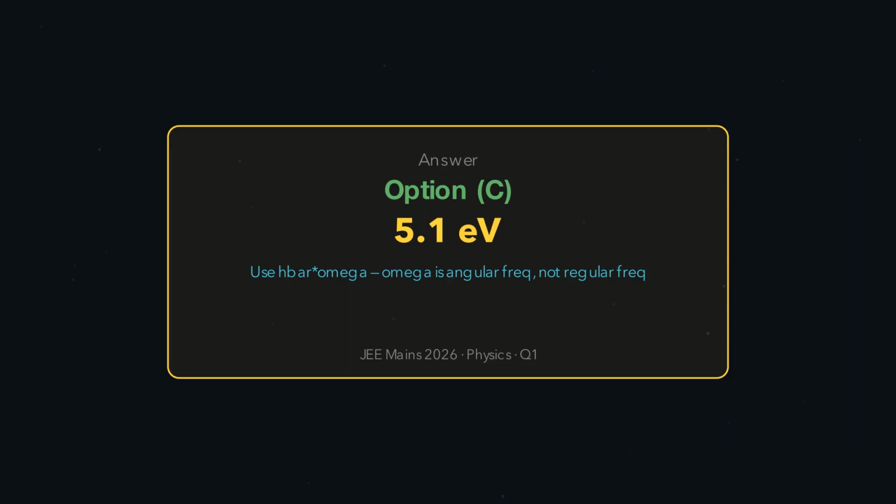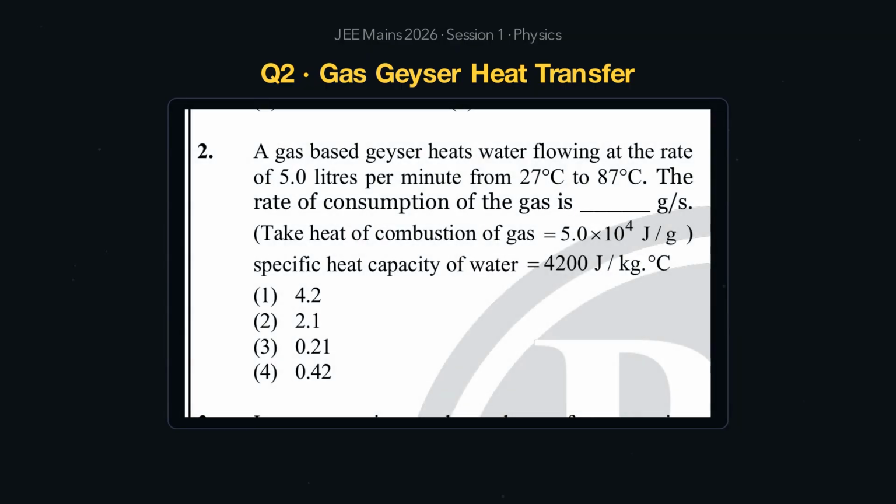Subtracting the work function of 2.8 electron volts, the minimum energy needed to escape the metal, leaves maximum kinetic energy of approximately 5.1 electron volts. Option 3 is correct.